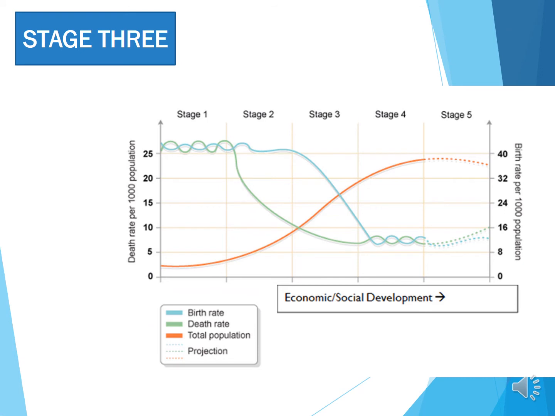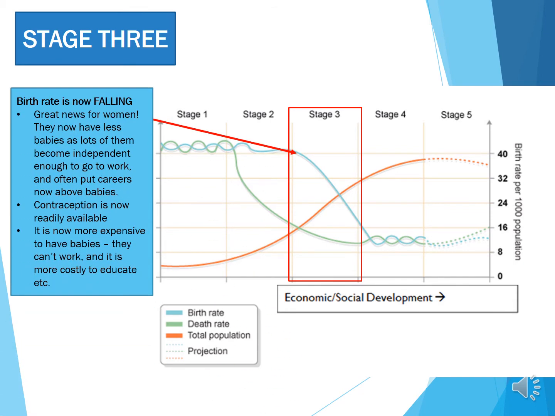Stage 3 is the best of all the stages, in my opinion, because there are major developments that change a country's development path. Stage 3 is highlighted on the graphic. You can see the birth rate is now falling dramatically, and this means that there has been a huge social change. This is when women start to become independent. This now means that women go to work and sometimes will put careers above having lots and lots of children.